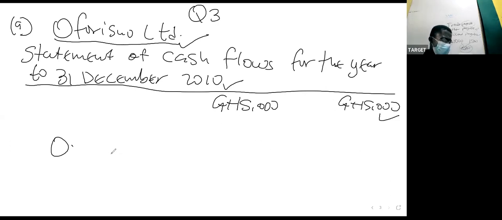So do this one first. And then as usual, we are done with the requirements. So let's go to the additional information. Additional information for cash flow. So let's go. The additional information normally starts from the top. So let's start from here.